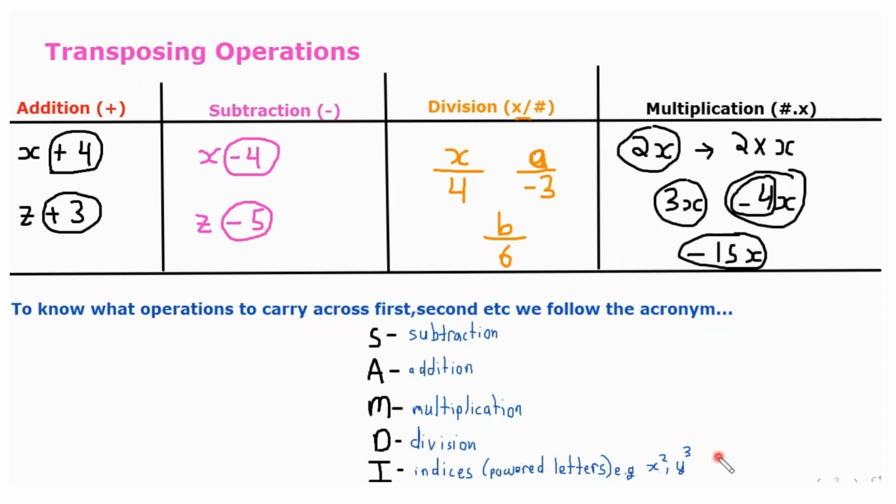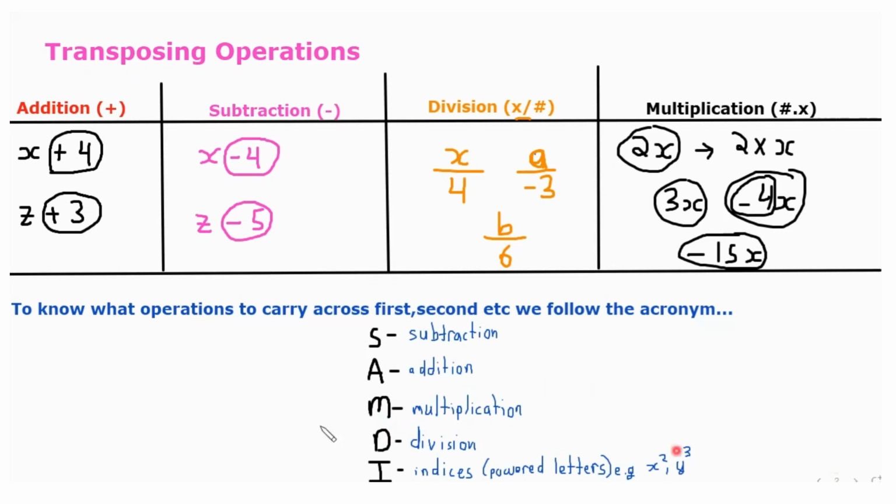Yeah, so this is basically a powered letter or a powered number, but in this case we say powered letters, for understanding purposes. Nice. So we know we have our operations, and now we know which operations to carry across first, second, third, fourth, etc. This acronym helps you know which operations to carry across in what specific order.